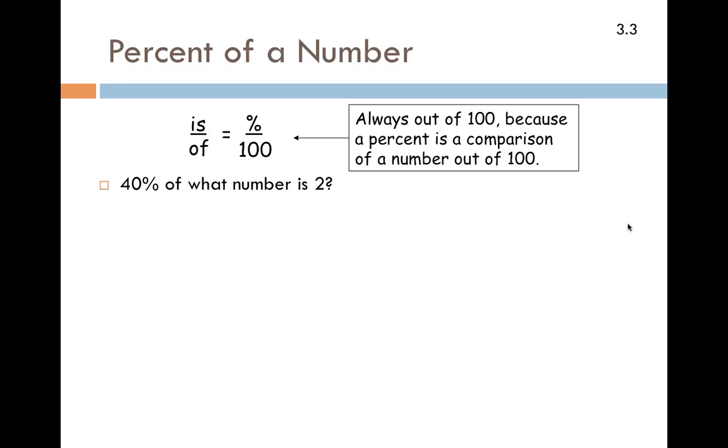Okay. All right, so what we're going to do now is we're going to look at this problem. Okay, now we know we got this formula here. We've got is over of equals percent over 100. Now we've got 3 variables, is, of, and percent. 100 is a constant term. That means it stays the same. It's not uncommon for us to see that in formulas.